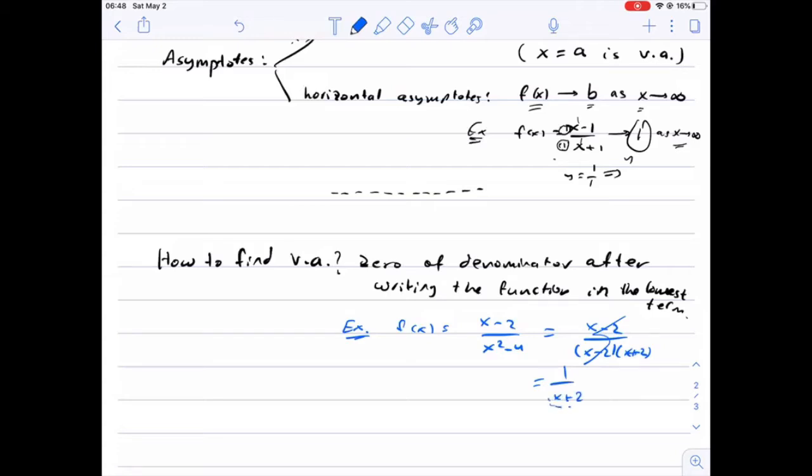Now you look at the zero of the denominator. What is the value of x that makes the denominator equal to 0? It's x equals negative 2. So x equals negative 2 is the vertical asymptote.